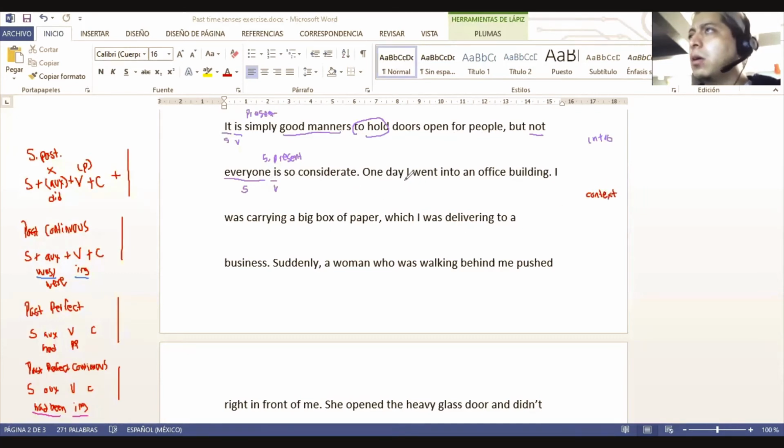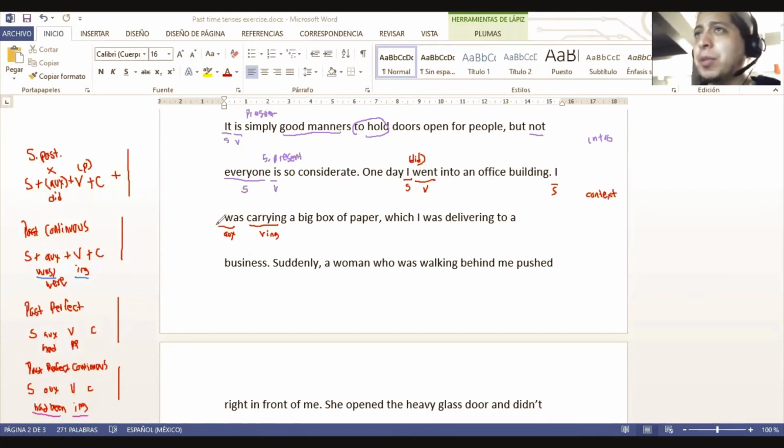One day, I went into an office building. This is the simple past. So this is the main point of the story: I went into an office building. I is the subject, was is the auxiliary, carrying, this is the verb with ing, a big box of paper. So this is not the main point. This is the context. I went into an office building.